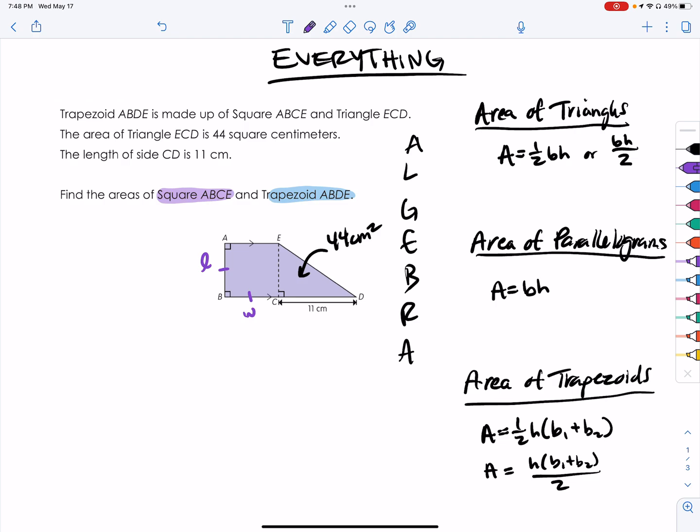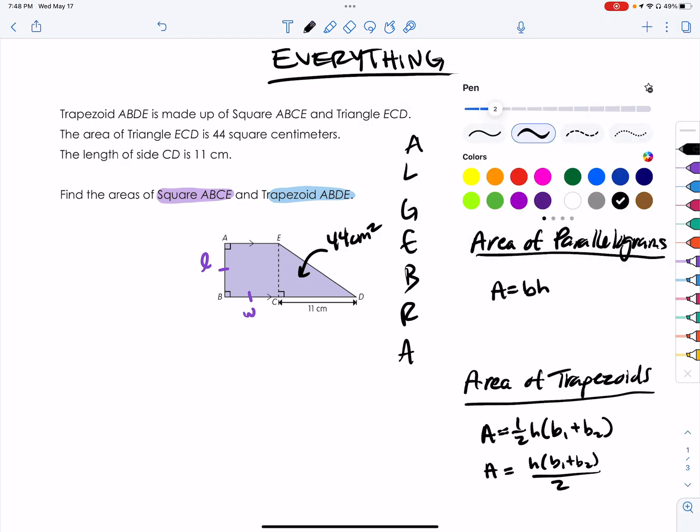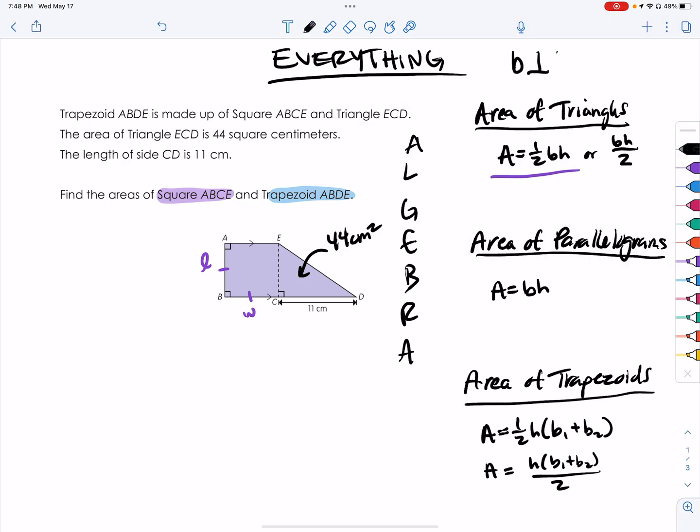So according to our formula for triangles, area of triangle is 1/2 base times height. And the base is always perpendicular to the height. That's key. So if we call this our base for the triangle, that must mean that this here is going to be the height. Now we're in luck because we know 2 out of the 3 pieces of information for that formula, which means we can find the third.